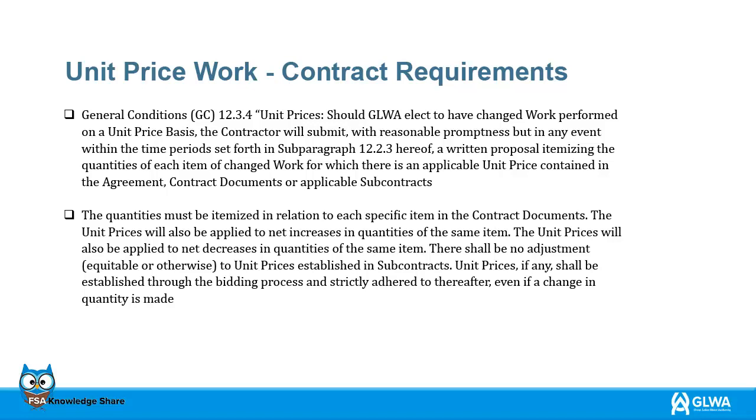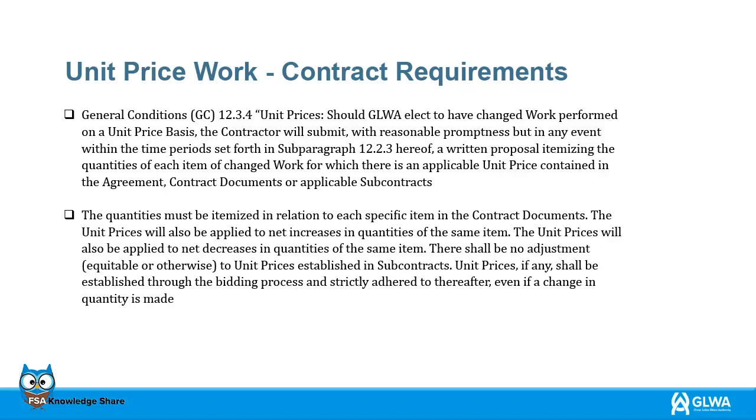Our contract provides detailed instructions whenever unit prices are applied. General Conditions 12.3.4. Unit prices. Should GLWA elect to have changed work performed on a unit price basis, the contractor will submit, with reasonable promptness but in any event within the time period set forth in subparagraph 12.2.3 hereof, a written proposal itemizing the quantities of each item of changed work for which there is an applicable unit price contained in the agreement, contract documents or applicable subcontracts.